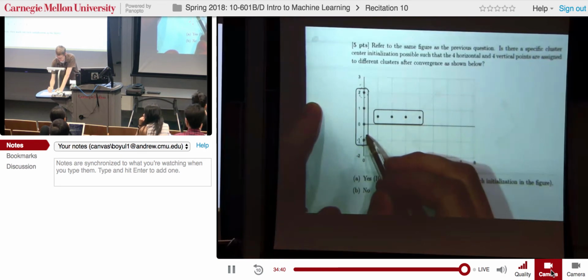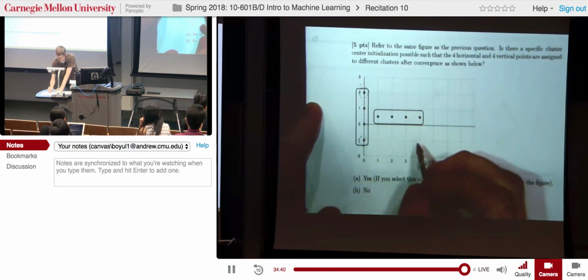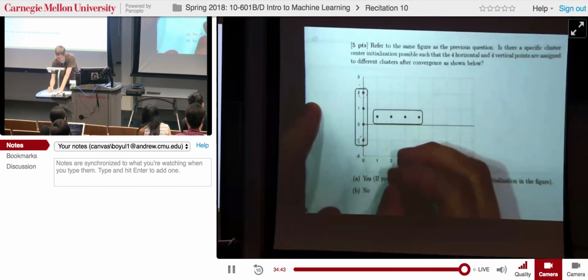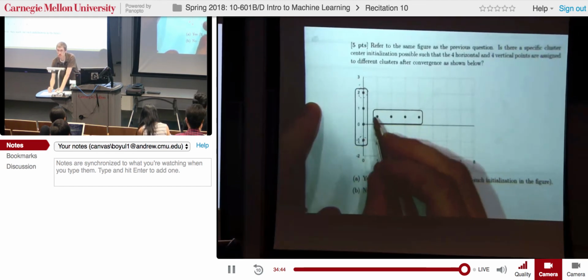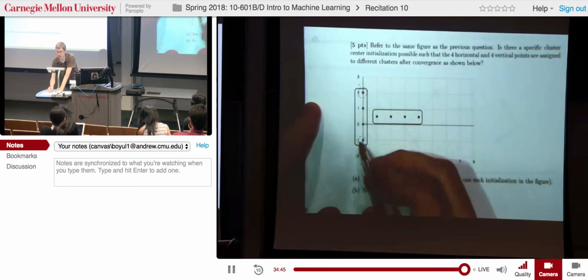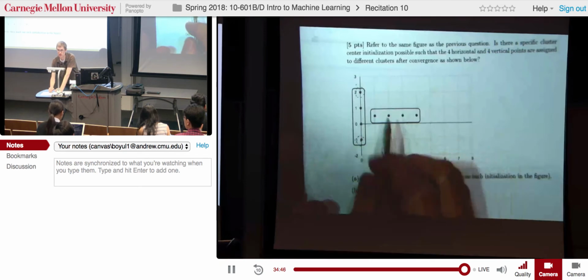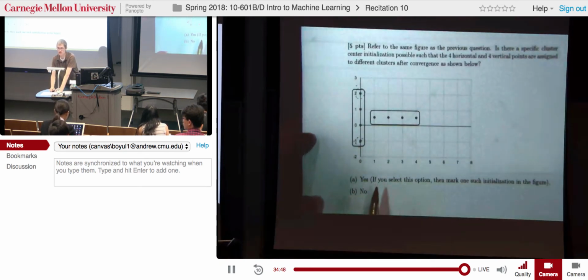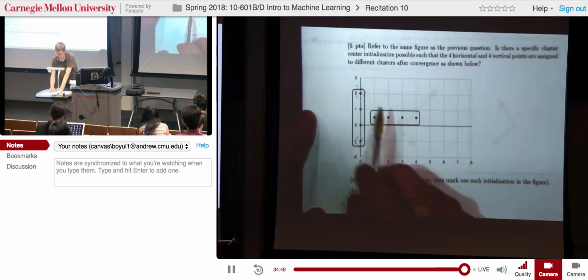Okay, so just to be clear, we've assigned these points as one cluster, and then these points as another cluster. What are the coordinates you mentioned for the first center? The first center is at 1/5 and 1/2.